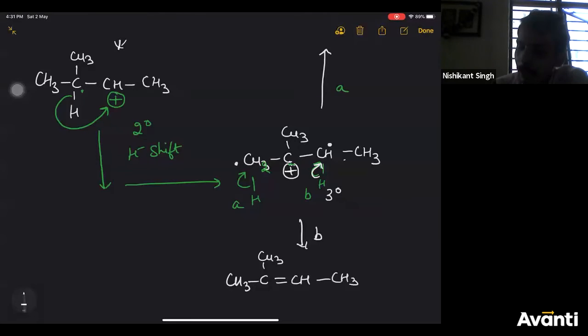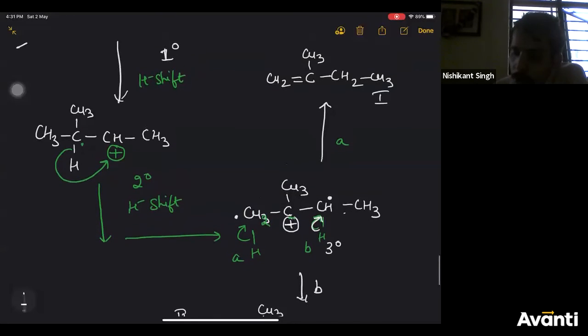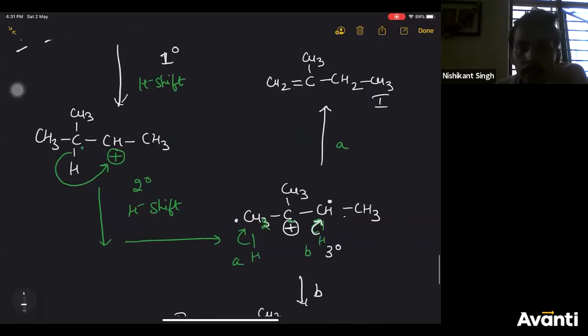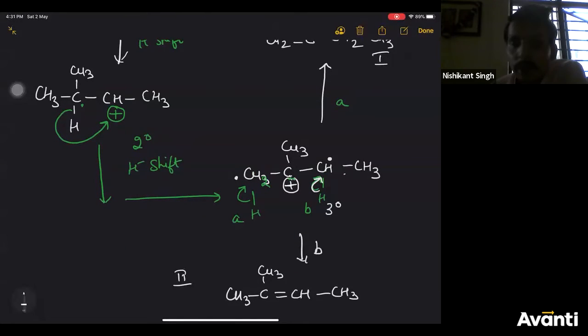Now there are two alkenes. Let's say alkene 1 and alkene 2. Which is our major product? Alkene 1 or alkene 2? So which is your major product? We can count that the more stable alkene will be the major product.